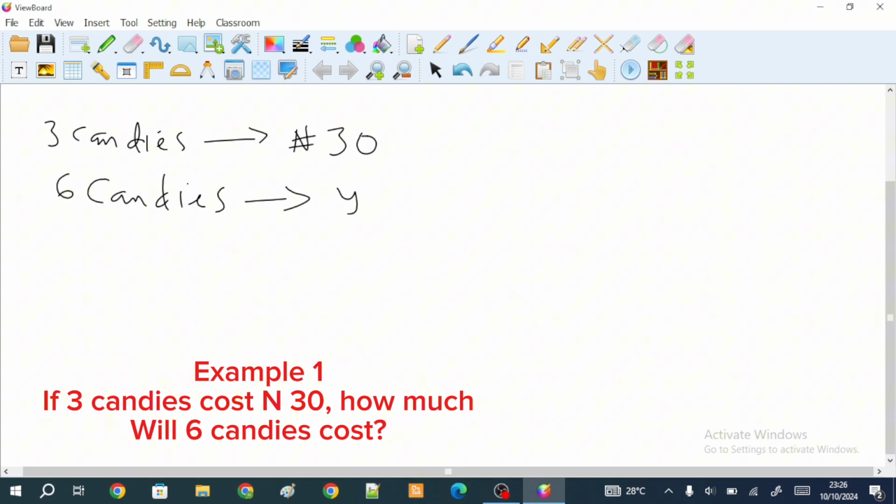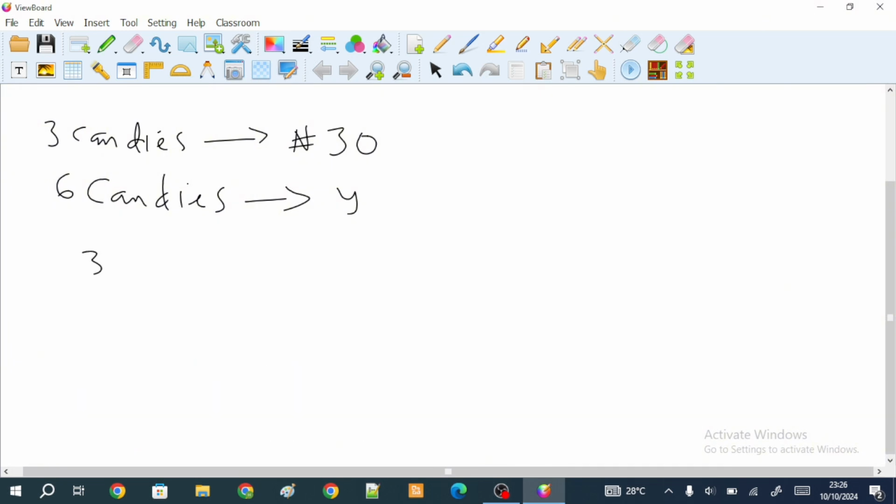So how do we now solve this? Look at the first line. 3 candies gives 30 naira. So we're going to write 3 all over 30. We're comparing number of candies to amount. So the ratio is 3 over 30. Put an equal to sign. And then let's do for the second line. The second line is 6 candies, number, to amount, which is Y. In this case, we have not known the value of Y yet.